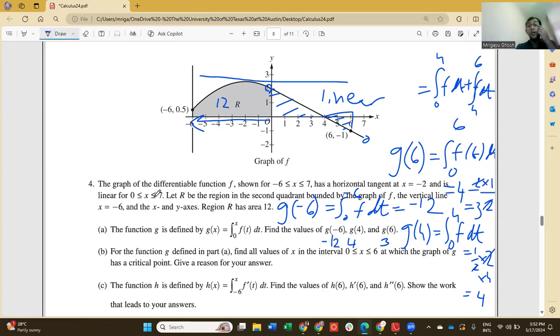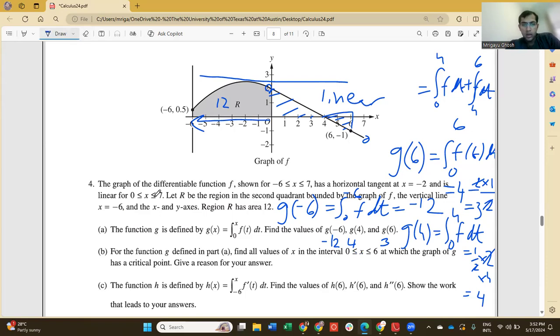So we have -12, 4, and 3. For some reason, I'm having trouble believing that this is 4, if this is 12. It's not unreasonable. No, it looks okay. It doesn't look too bad.